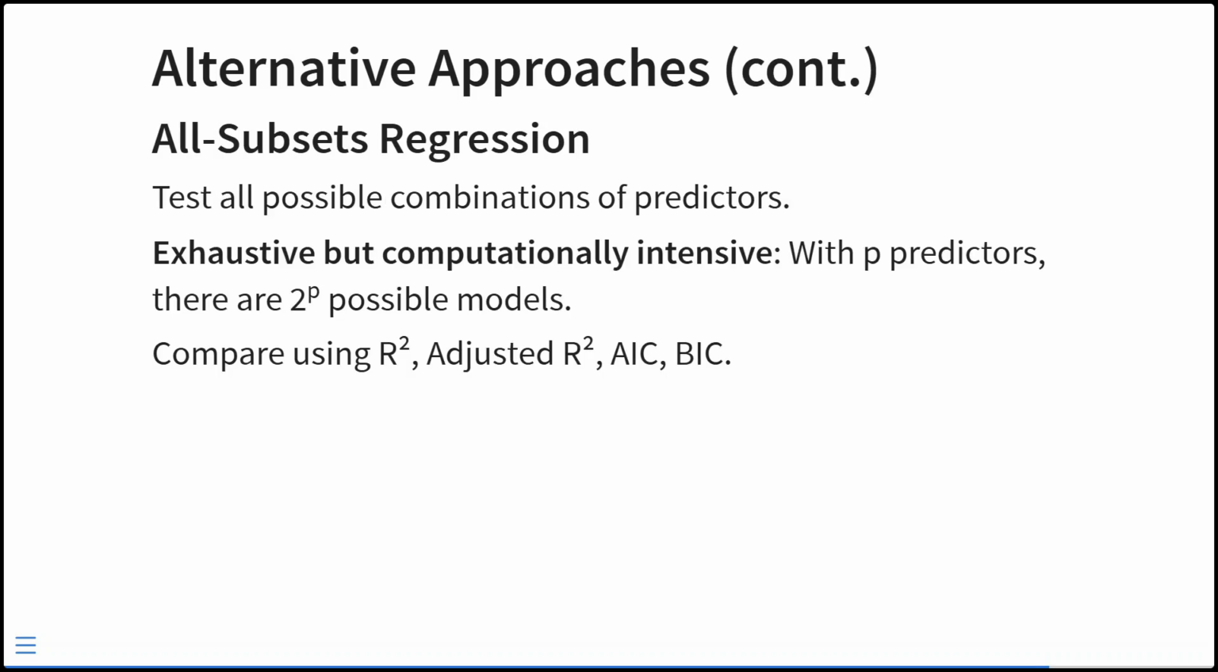Another alternative approach is all subsets regression, whereby you test all possible combinations of predictors. It is exhaustive but computationally intensive. With P predictors, there are 2^P possible models. For example, with 2 predictors we can have 4 models: a model with both predictors, a model with the first predictor without the other, a model with the second predictor without the first, or a model with none of the predictors. That's what we mean by 2 raised to the power of P possible models. We can compare them using R-square, adjusted R-square, AIC, or the BIC.